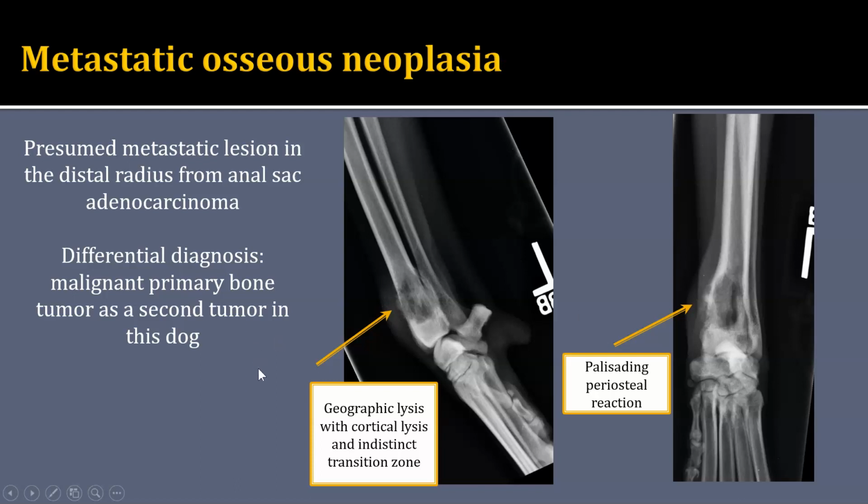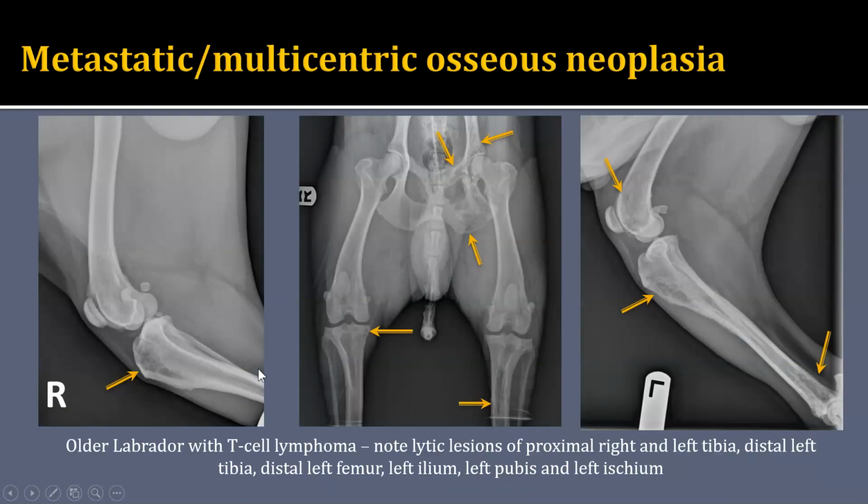However, this patient had an anal sac adenocarcinoma, so this is a presumed metastatic lesion. However, it's also the area that a primary bone tumor would like to start. So I think an additional differential in this patient has to be a malignant primary bone tumor as a second tumor in this particular dog, because our patients oftentimes have more than one tumor at the same time or at different times in their life.